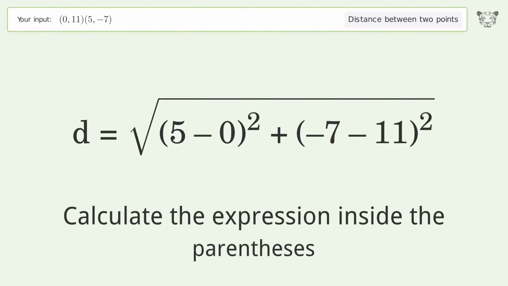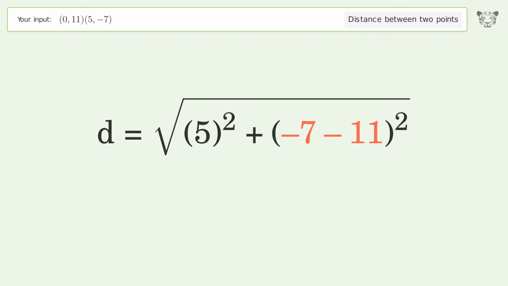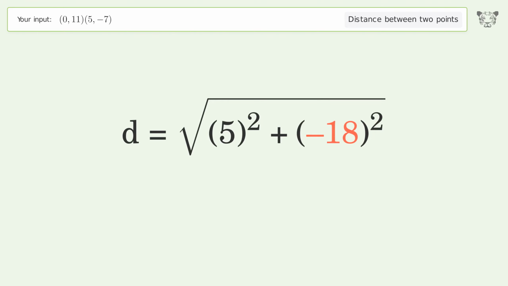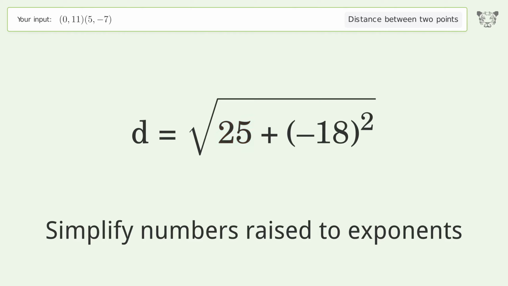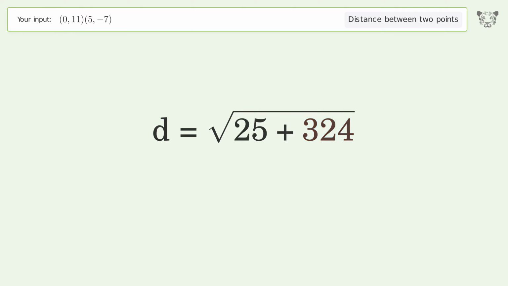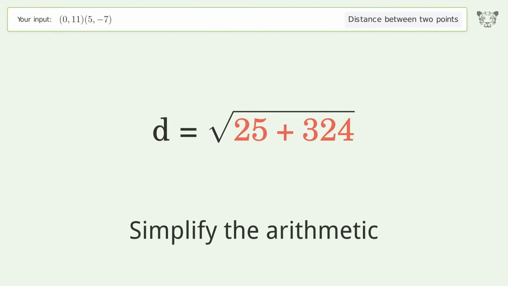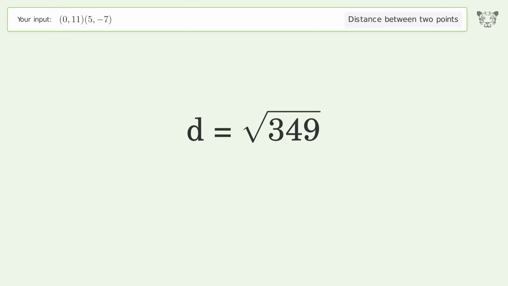Calculate the expression inside the parentheses. Simplify numbers raised to exponents. Simplify the arithmetic. And so the distance between the 2 points is the square root of 349, or 18.682.